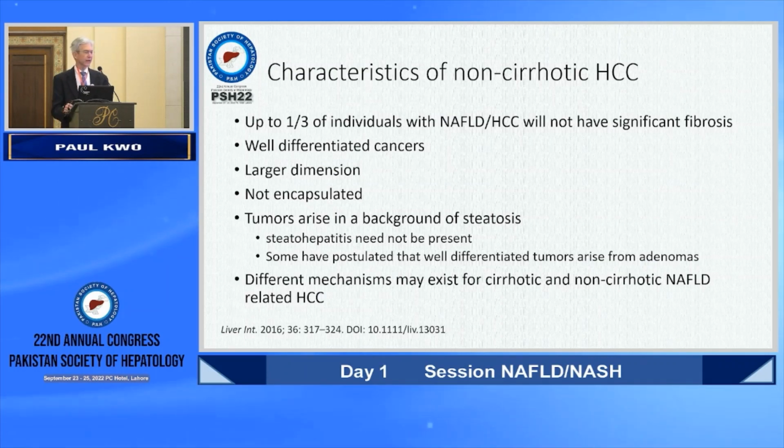So let's go through the characteristics of non-cirrhotic hepatocellular carcinoma and NAFLD. These are well-differentiated cancers. They're bigger. They're not encapsulated. And the tumors arise in a background of steatosis. And what has been striking about this is that steatohepatitis need not be present for hepatocellular carcinoma to develop. And as I said, these well-differentiated tumors, some believe, actually are arising from hepatocellular adenomas.